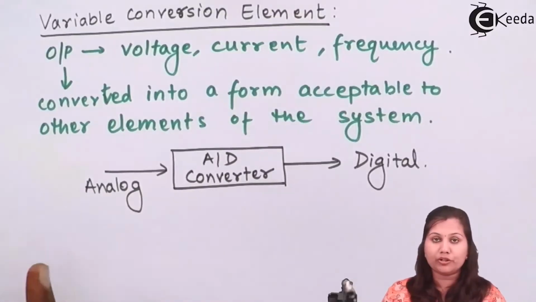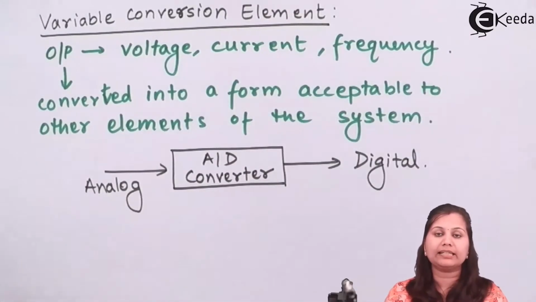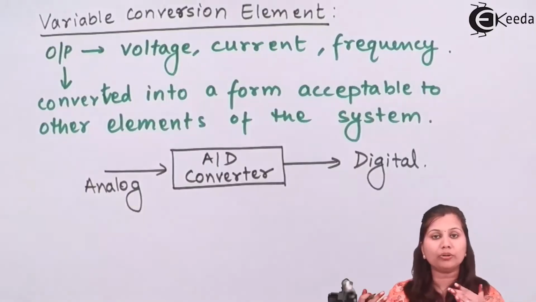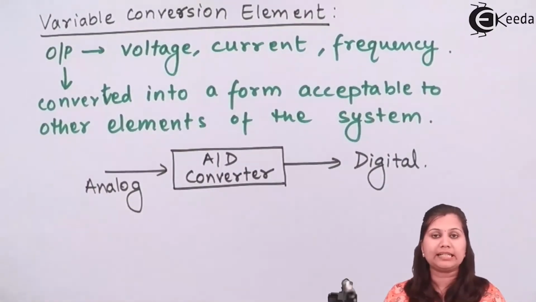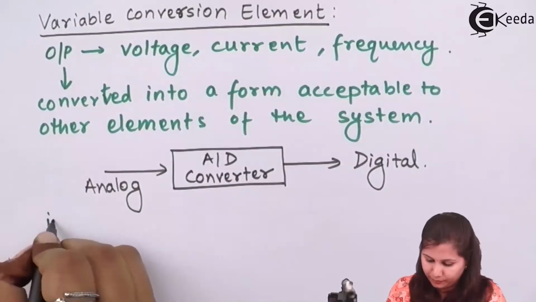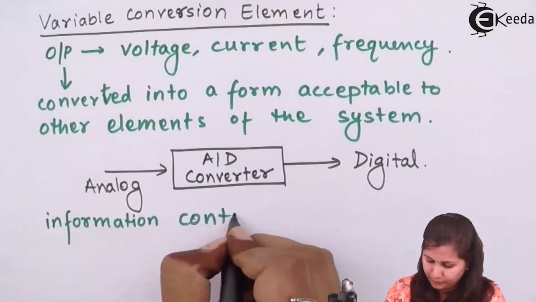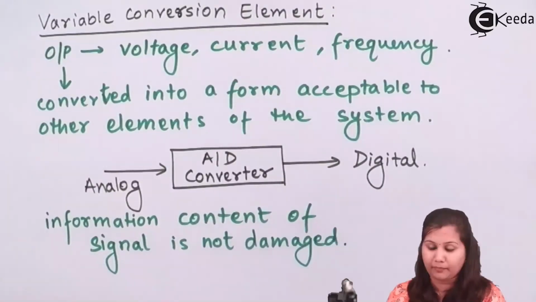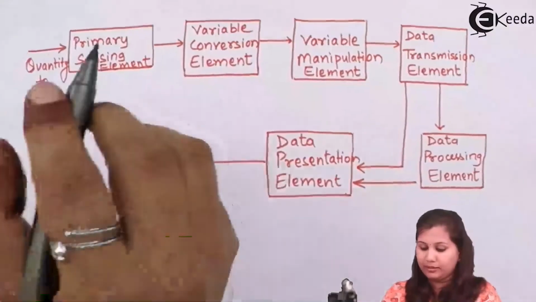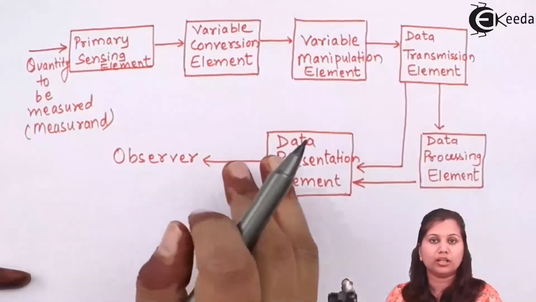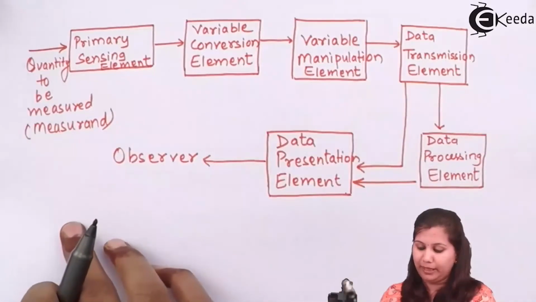Now, due to this conversion, the information content of the signal is not destroyed. This element is going to convert the signal from analog to digital form, but the information content is retained in the signal. So no damage is done, no information is lost from the signal due to this conversion. So in the block diagram, the variable conversion element is converting the signal into a form which is acceptable to the other elements. Okay. Now comes the variable manipulation element.